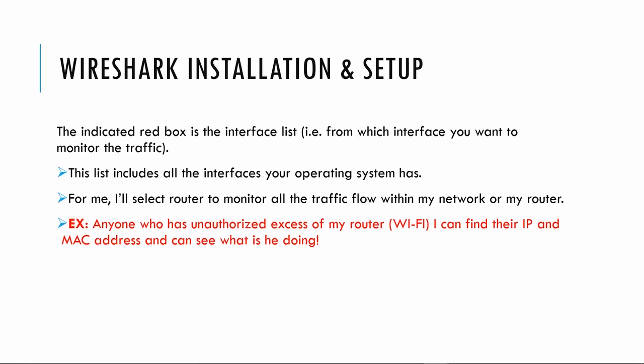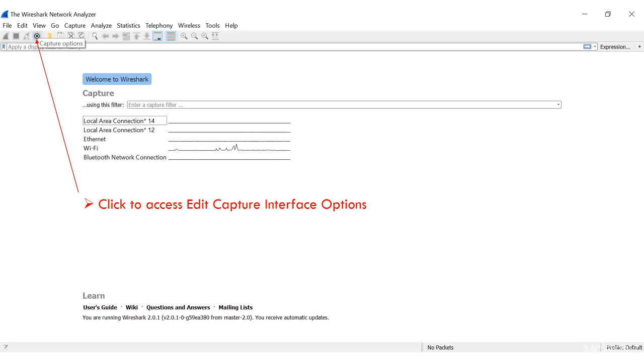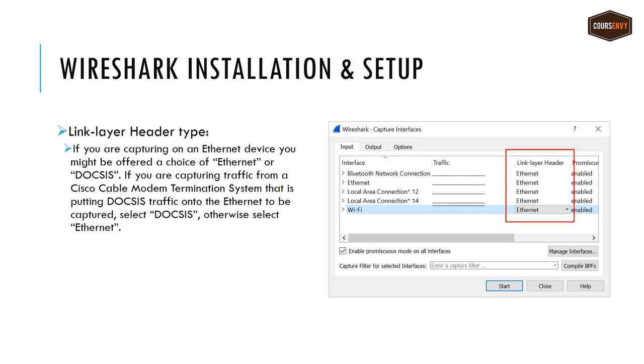Let's do a test run with my router to monitor all my traffic flow within my network. One nice hack we can access via this initial capture is that for anyone who has unauthorized access to my router or Wi-Fi, I'll be able to find their IP and MAC address. Now let's go through what basic things I want you to select in this edit interface settings.